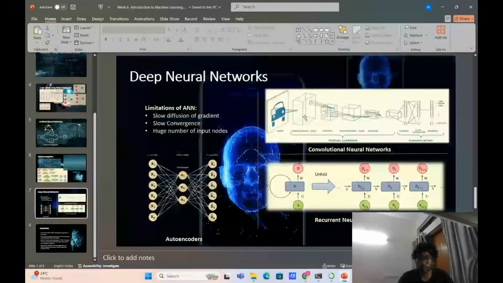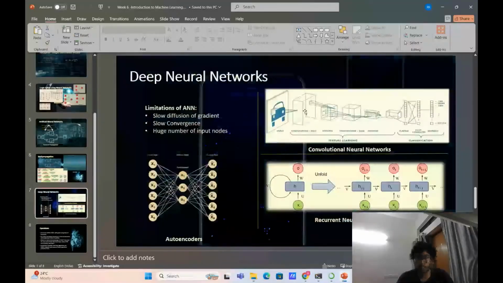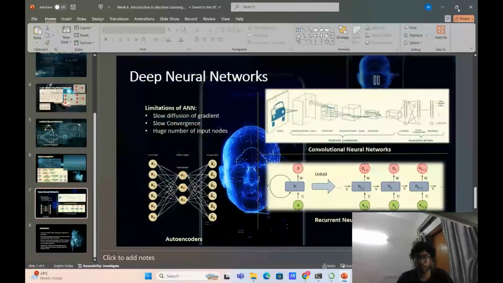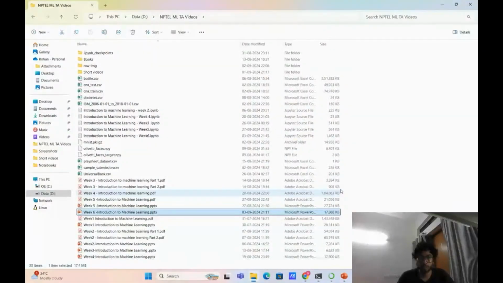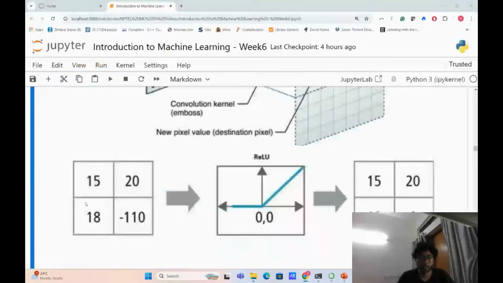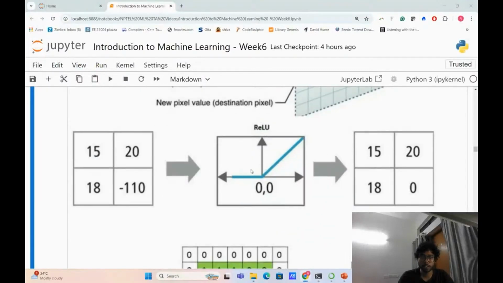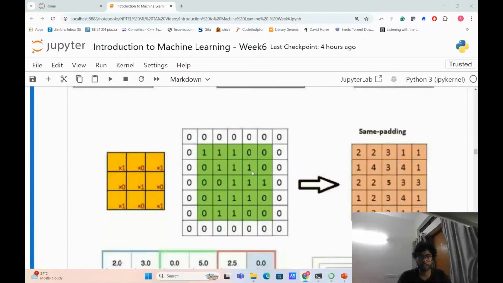So if you see in this image, this is the convolution. First convolution plus ReLU. This is, let's say, one of the convolved images. You pass all these values through this ReLU function. What does the ReLU function do? As I said, if the value is greater than 0, it takes that value. So 15 greater than 0 is 15, whereas minus 110, it reduces to 0, right? And that's the convolution plus ReLU.